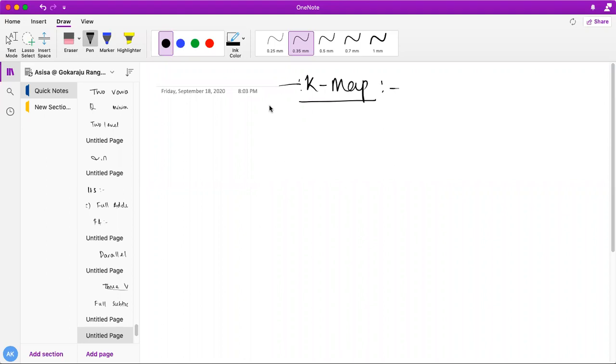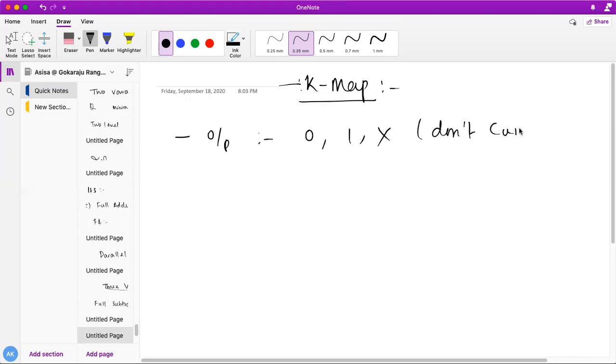It's just a graphical representation of minterms and maxterms. So it is used when the output is 0, 1 and don't care. This is my don't care. I will discuss much about the don't care later on, don't worry.